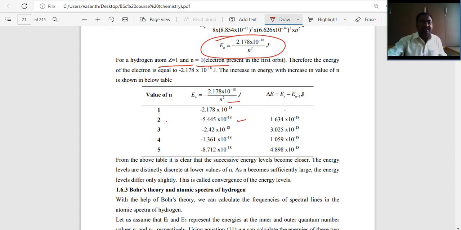From this table, it is clear that the successive energy levels become closer. The energy levels are distinctly discrete at lower values of n. As n becomes sufficiently large, the energy levels differ only slightly. This is called the convergence of the energy levels.